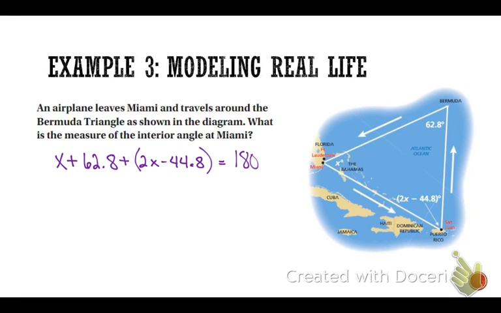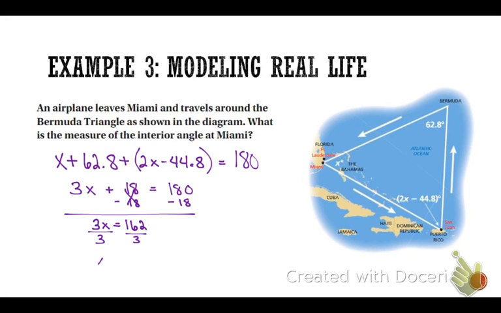So x plus 2x. Did y'all get 3x? Yes. 62.8 minus 44.8, what'd you get? 18. So 3x plus 18 equals 180. Now, what do I do next? Subtract 18 and divide by 3. And x equals 54 degrees.